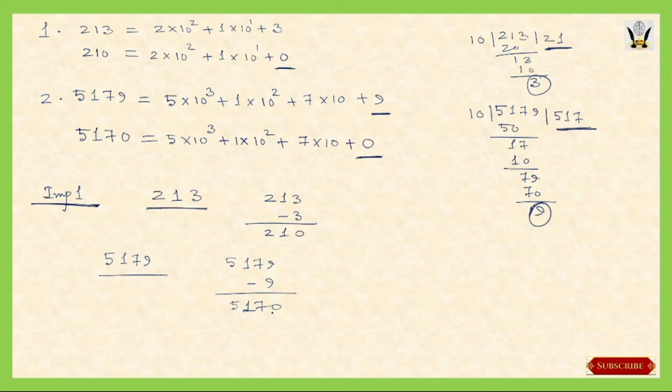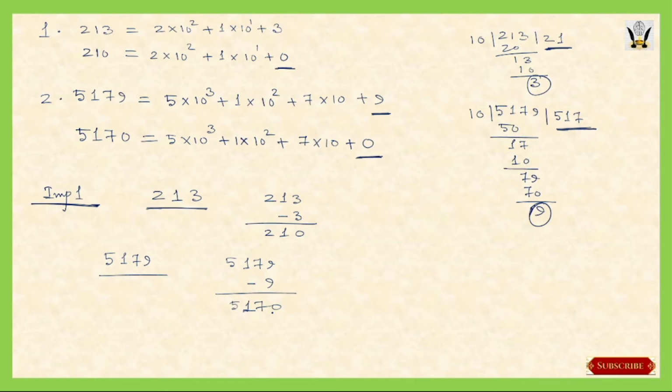So if at the units place of any number the digit is 0, then that number is divisible by 10. And if the digit at the units place is non-zero, then if we subtract that digit from the given number, that number will be divisible by 10. So this is the whole concept of a number's divisibility by 10.